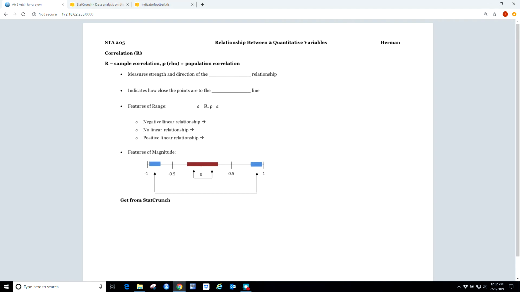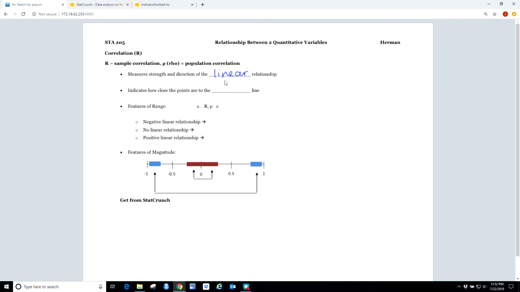So the last topic we have to talk about in the relationship between two quantitative variables is looking at the idea of correlation. So first, the symbol here: r is used to represent our sample correlation, and the Greek letter rho is used to represent our population correlation. For our understanding, we're pretty much only going to ever see r because we're never going to have our entire population. Now the goal of a correlation is to measure the strength and direction of the linear relationship.